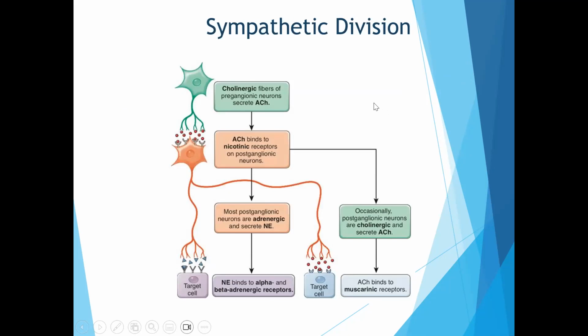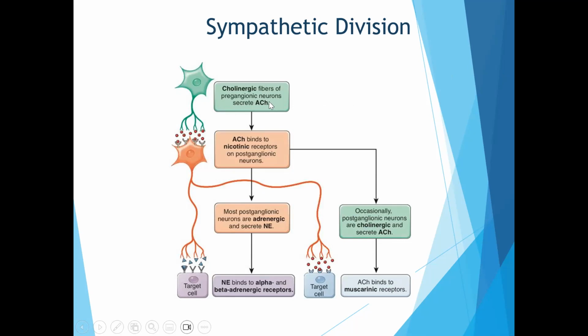Okay, so just to walk you through here, we have a cholinergic fiber, meaning it's going to secrete acetylcholine. It's going to bind to a nicotinic receptor. Most of our postganglionic neurons are adrenergic, meaning they're going to secrete norepinephrine. Sometimes we'll have a postganglionic neuron that's cholinergic in the sympathetic division, which would secrete ACH. Just to be clear, we're talking about the sympathetic division right now, and you don't have to worry about this too much. This is just an illustration of what we just talked about with the receptors.